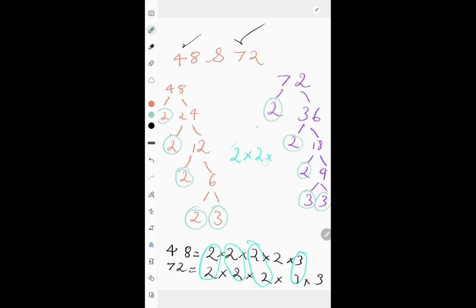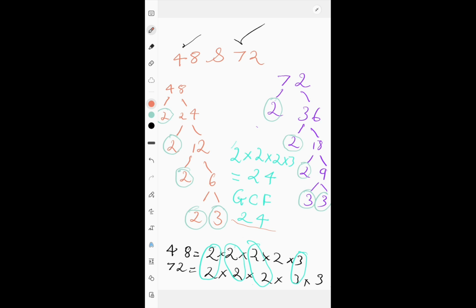They have 3 2's in common, times 3. 2 times 2 is 4, times 2 is 8, times 3 is 24. So the GCF, the greatest common factor of 48 and 72, is 24. So there's how we use prime factorization in order to find the greatest common factor. Let's move on to least common multiple.